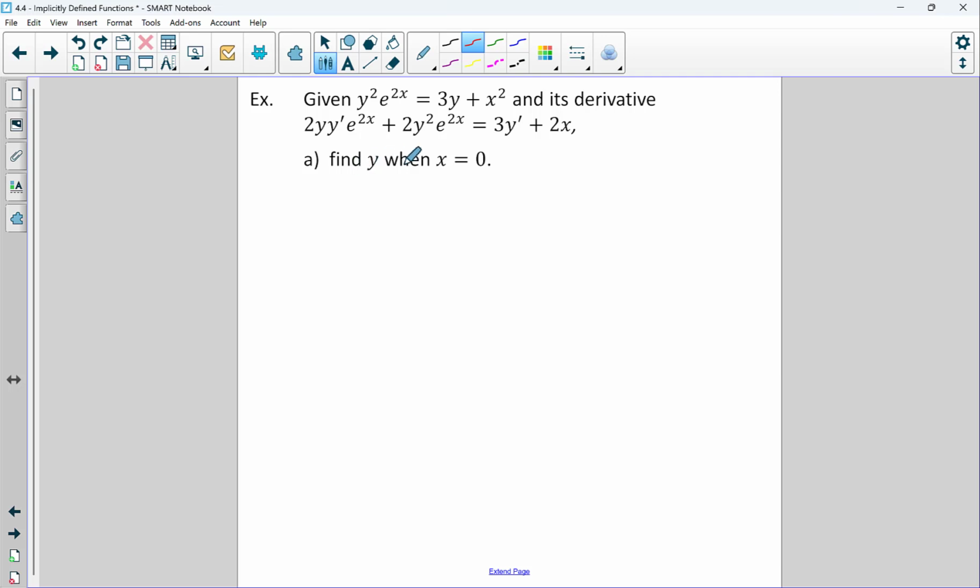Let's start with find y when x equals 0. Notice, find y when x equals 0, no mention of the derivative, which means we're going to use this equation right here because this is an equation that contains x and y only. So take a moment, pause here, play when you're ready. Find y when x equals 0, so let's rewrite the equation.